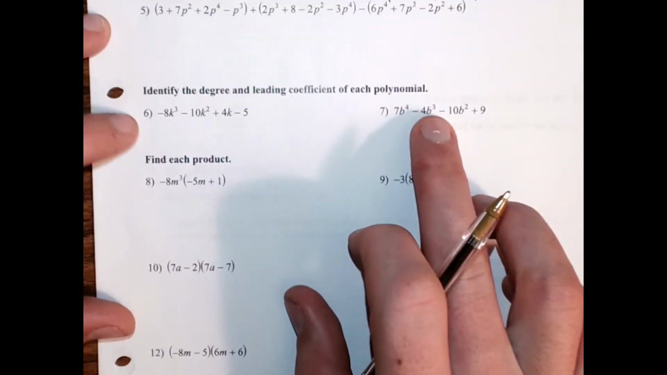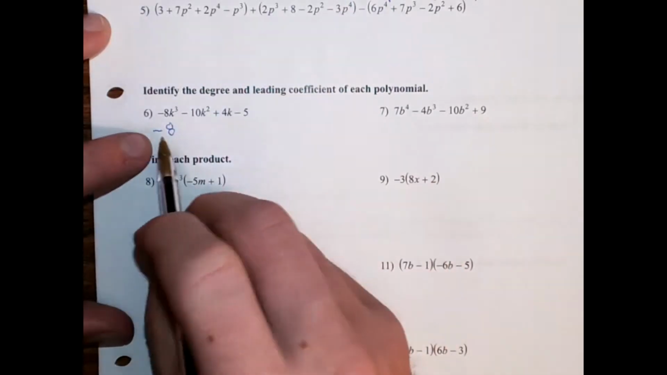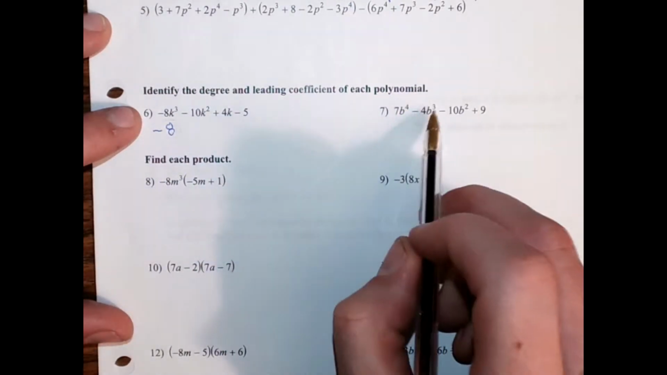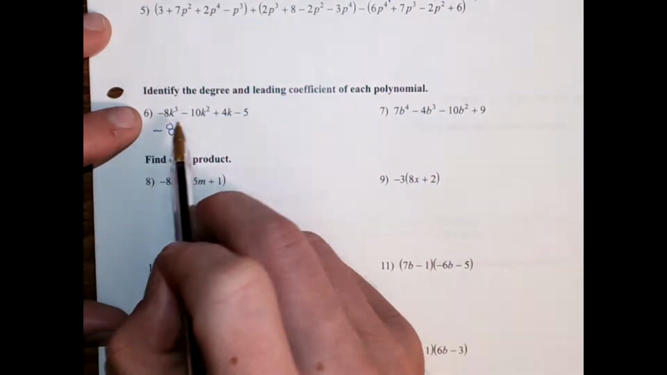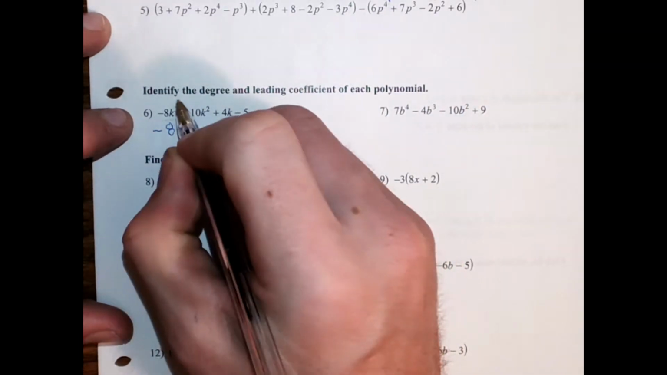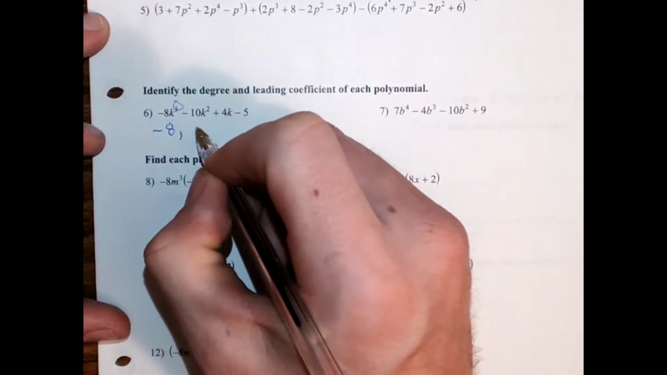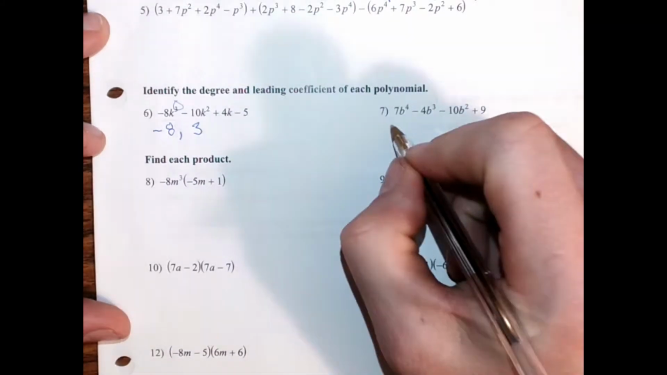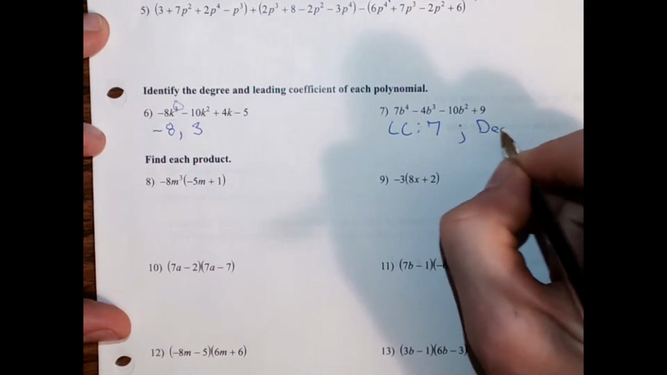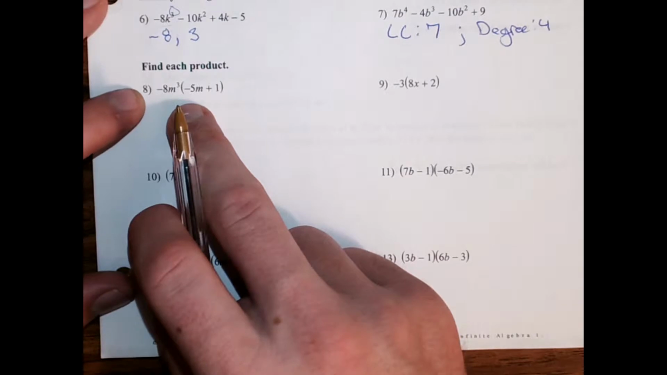For 6 and 7, the leading coefficient is the first coefficient that you see once you've ordered the powers correctly, and these are already ordered by decreasing exponent. So the leading coefficient is just the first one you see, and then the degree is the highest degree that you've got. So leading coefficient is negative 8, degree is 3. Leading coefficient 7, degree 4.